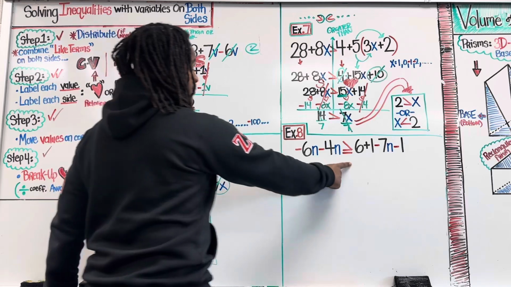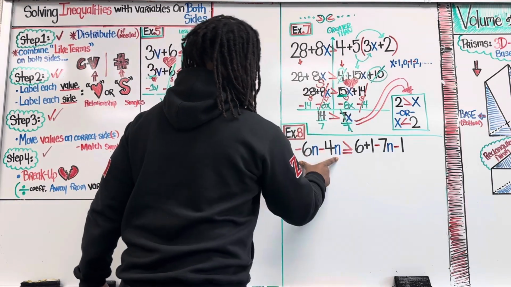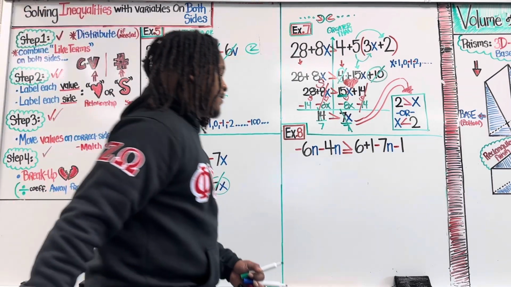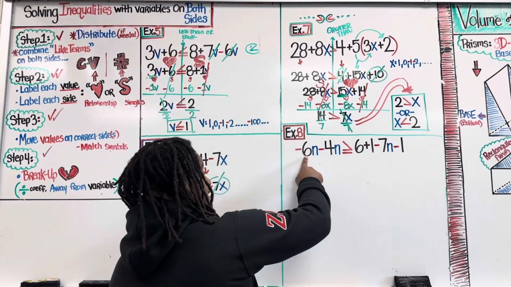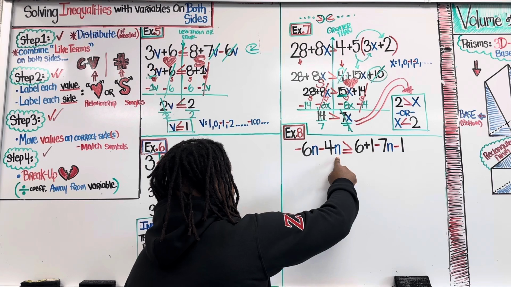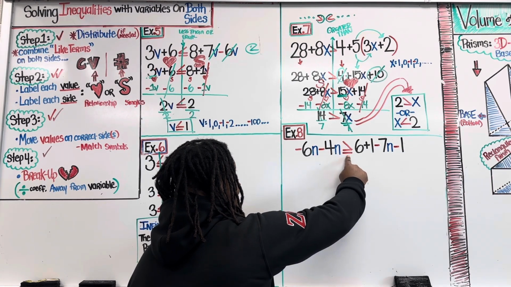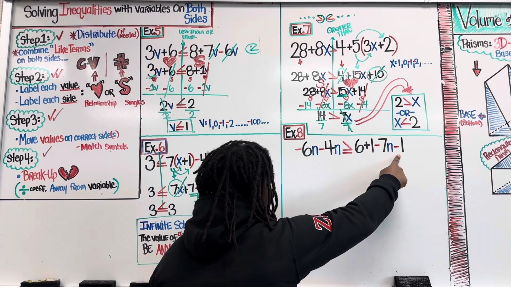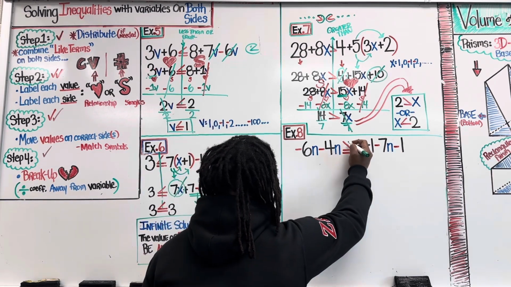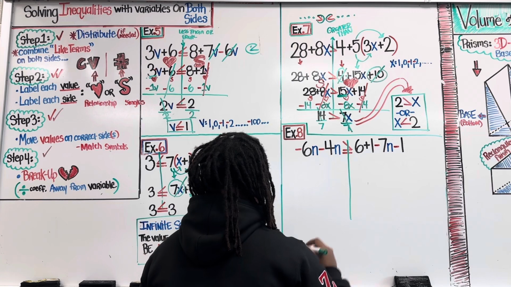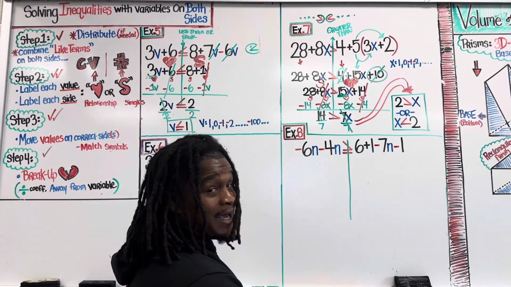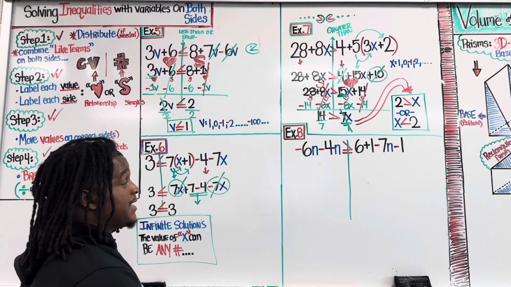I don't have to distribute, as I can see. So I can go straight into step 1, which is combine like terms, okay? So once again, I have -6n minus 4n is greater than or equal to 6 plus 1 minus 7n minus 1. So let me go ahead and draw that line to divide both sides. And now we're going to do step 1, which is combine like terms.